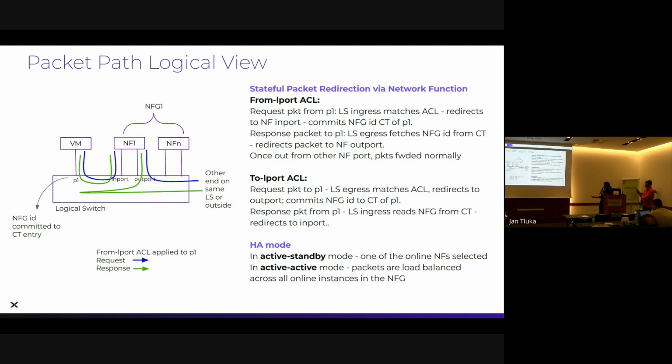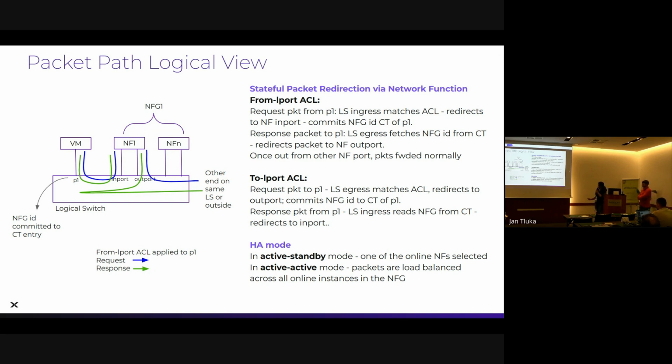To-lport ACL is similar, just the roles are reversed. In this case, green represents the request. So when the request packet comes destined to P1, in the egress pipeline, ACL lookup happens. And the NFG ID is read from the ACL, the packet is redirected here, and the CT entry is committed. And the response similarly, as it goes out, looks up the CT entry here and redirects.